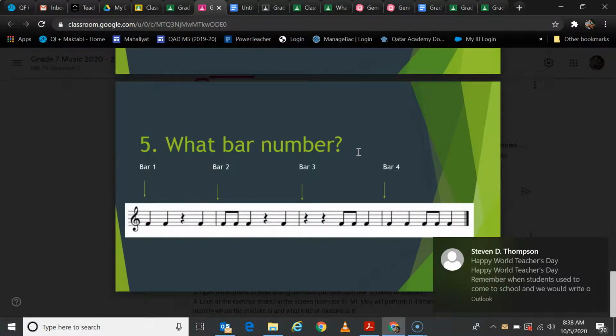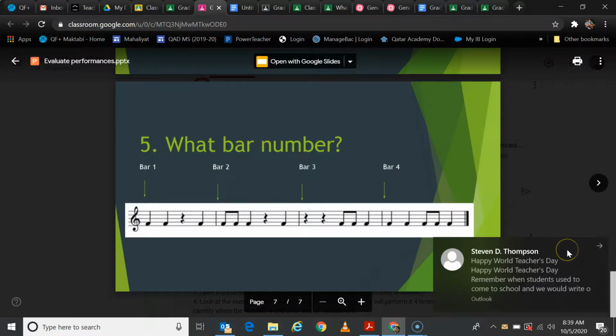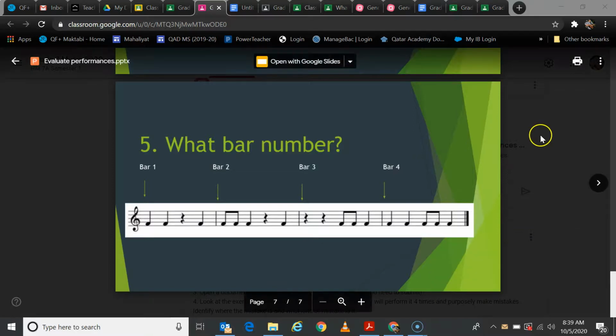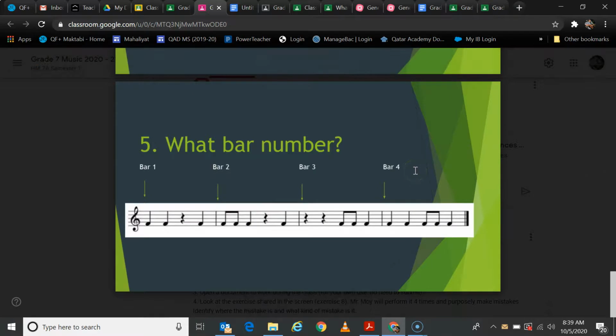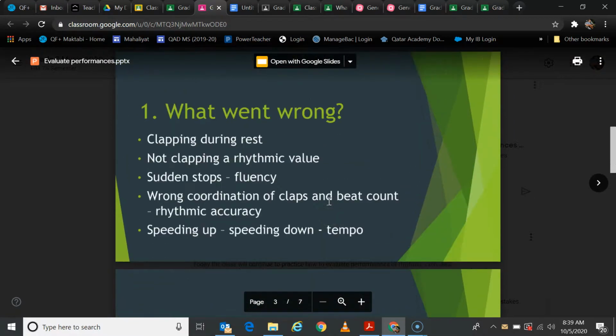1 and 2 and 3 and 4 and 1 and 2 and 3 and 4 and. Okay, those kinds of mistakes. That is stopping in between bars. Okay, or stopping even in between beats. Like for example, 1 and 2 and 3 and 4 and. Okay, that is a problem of fluency.